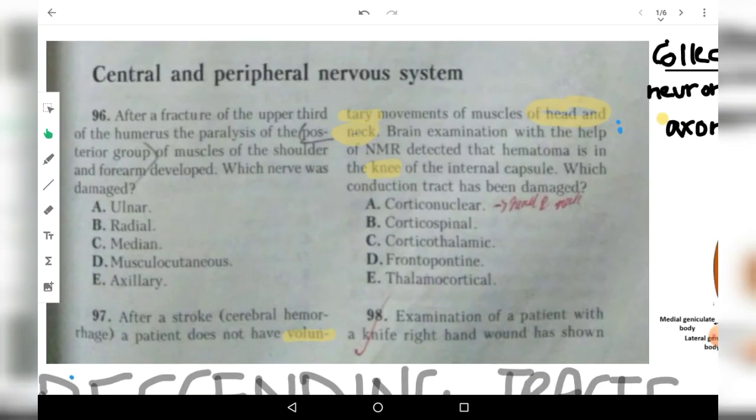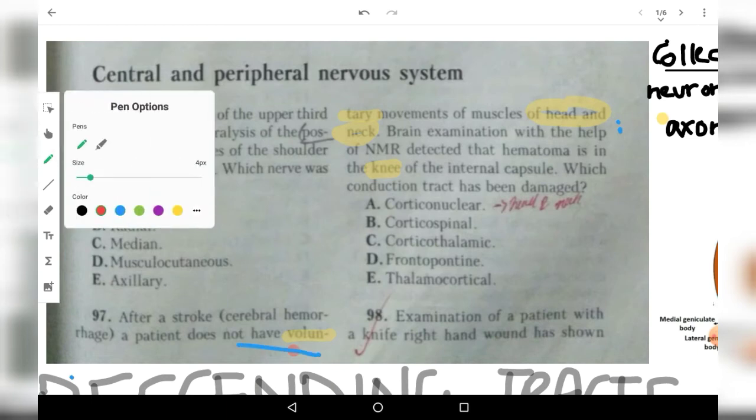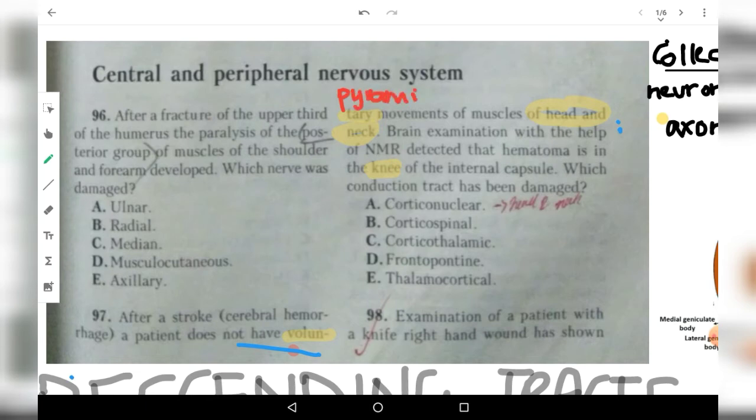Now let's see how many keywords can you find in this question. I have underlined all of them. So first of all, they are saying do not have voluntary movements. So that means there is a problem with the pyramidal tracts, and the muscles of head and neck. The muscles of head mainly include the facial muscles, and that is by the cranial nerve number 7, the facial nerve. The muscles of mastication are by cranial nerve number 5, and the muscles of neck also mainly by cranial nerves 5 and 7. So this indicates what? That there may be a problem in the corticonuclear tract of the pyramidal tracts.